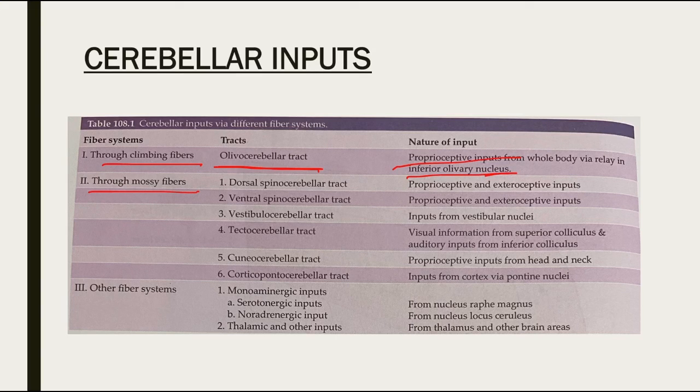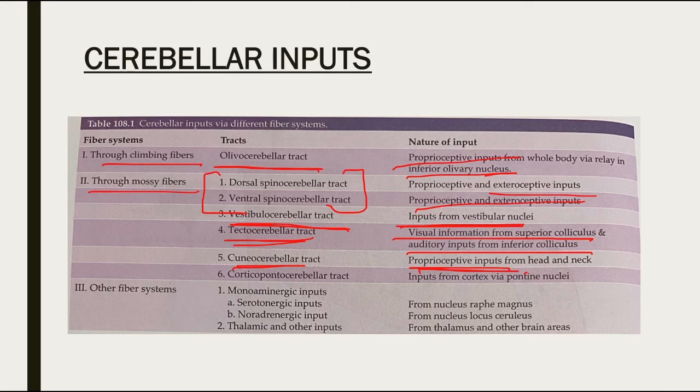Then through mossy fibers, there are the dorsal and ventral spinocerebellar tracts, which carry unconscious proprioceptive and exteroceptive input. The vestibulocerebellar tract receives input from the vestibular nuclei. The tectocerebellar tract receives visual information from the superior colliculus and auditory input from the inferior colliculi. The cuneocerebellar tract carries proprioceptive inputs from the head and neck.